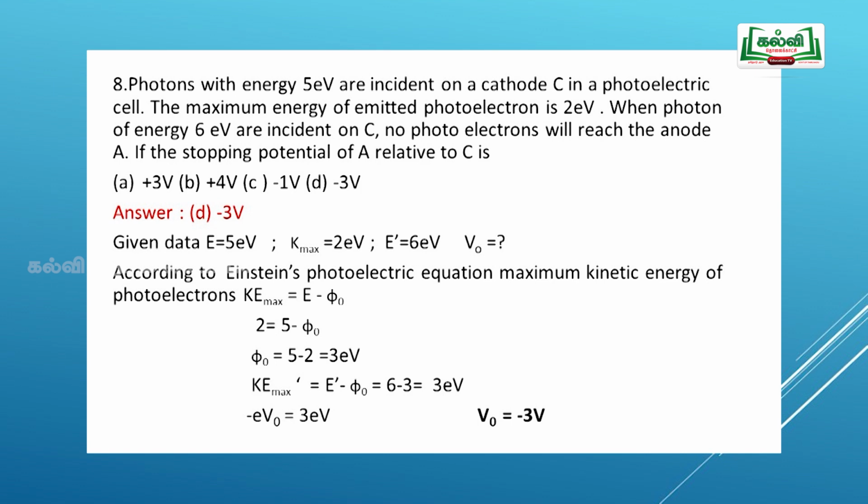For the second data, the kinetic energy maximum dash equals E dash minus phi naught. The work function will be the same because it is the same photosensitive surface. So E dash is given as 6 electron volt and phi naught is 3 electron volt. When you subtract, you will get 3 electron volt. So the kinetic energy maximum, which is minus e V naught, is equal to 3 electron volt. The potential is negative, that's why we use minus e V naught. So V naught is equal to minus 3. So the answer is minus 3 volt.